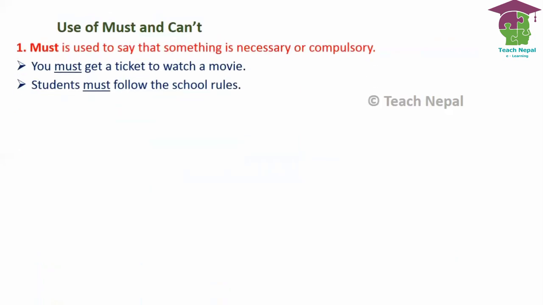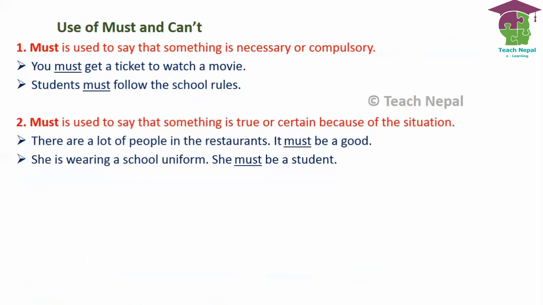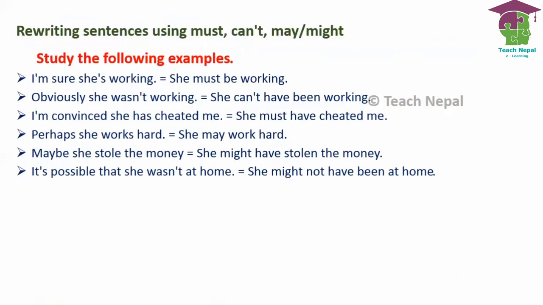Must is for certain things, sure things. Can't is for not, certain plus not, where we use can't. When such things come up, right? So rewrite sentences using must, can't, may, might. You will be asked these questions. Yes, so these kinds of questions will come.